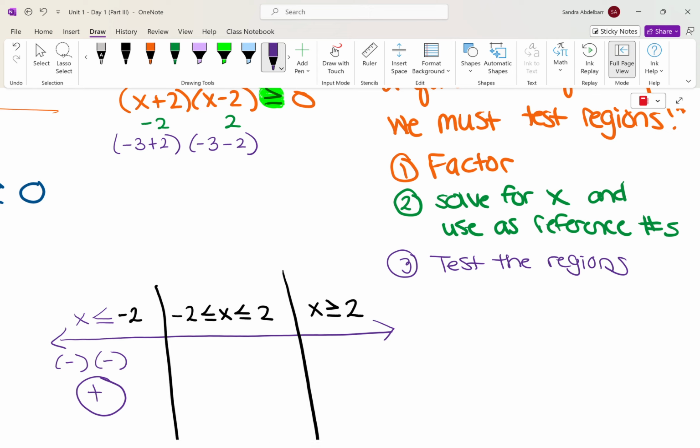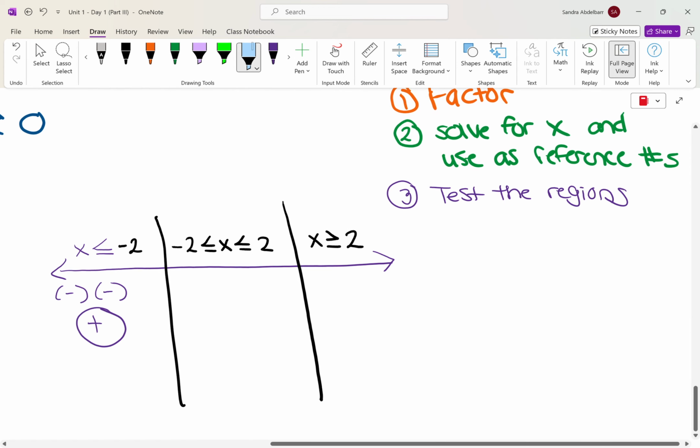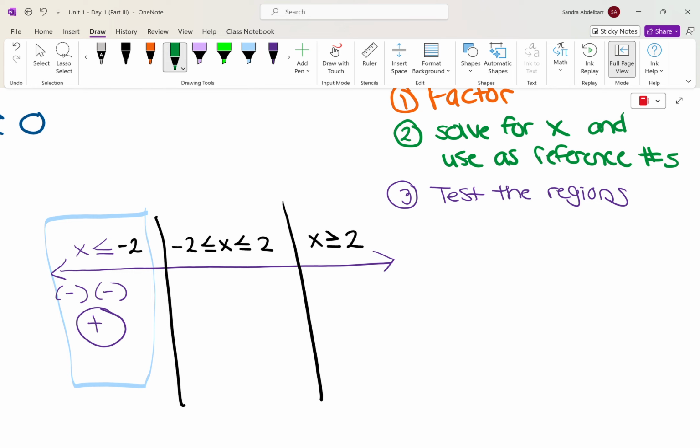Because it was greater than 0, we wanted a positive outcome. Isn't this a positive outcome? Okay, so that means this is part of my winning domain. This is a winner. Now let's check.